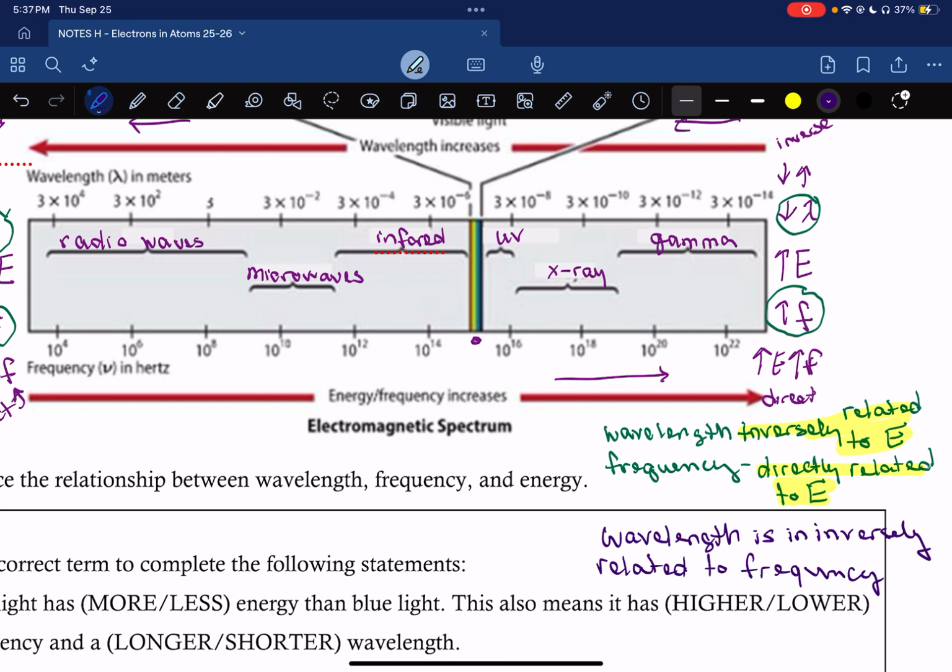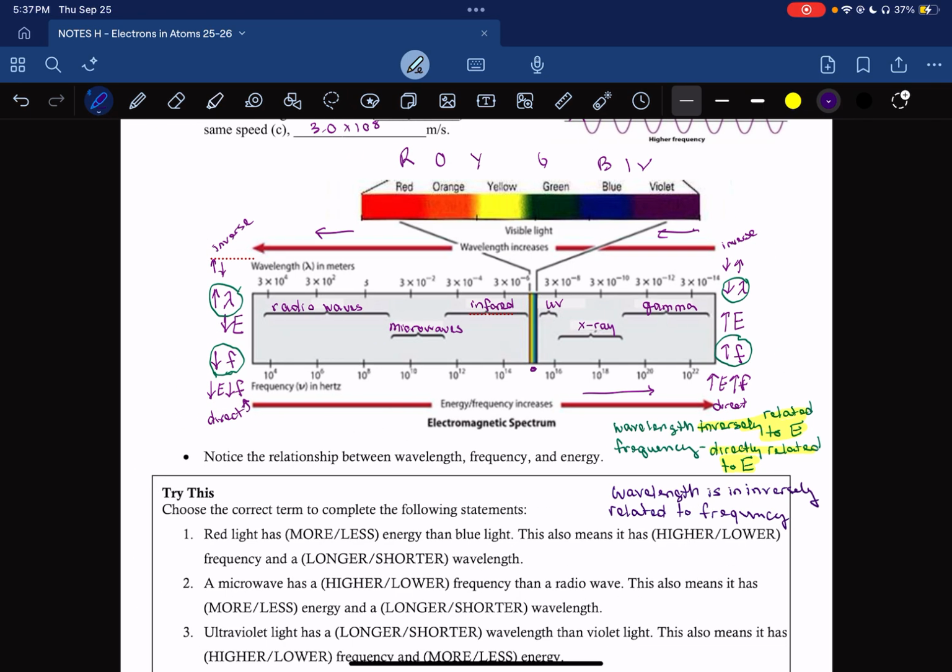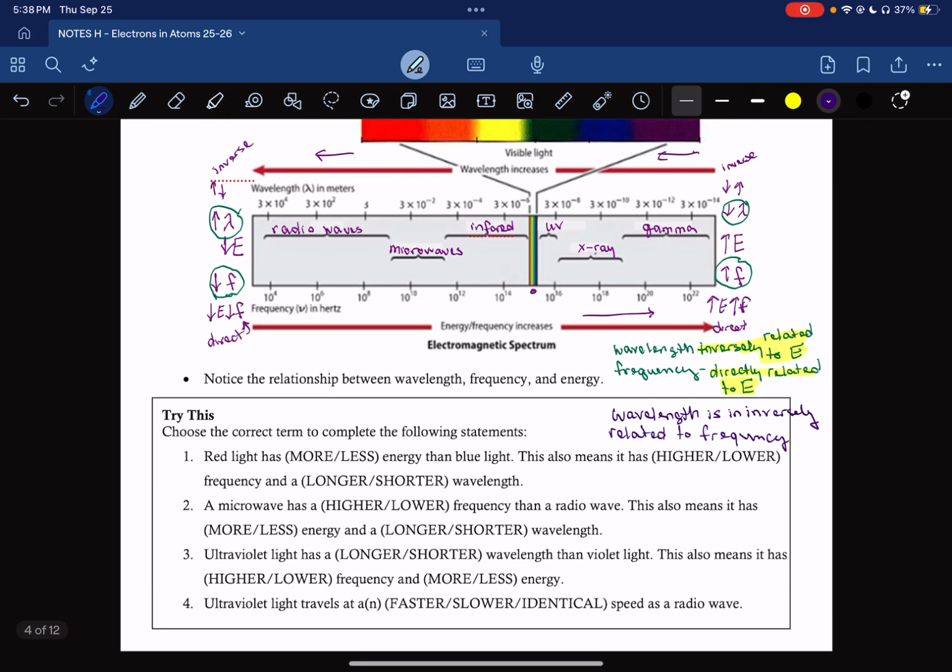Those are our relationships. Now we just have a series of questions here and we will close out this video. It says choose the correct term to complete the following statements. You might want to pause the video because at this point you should be able to answer these questions. And if you can answer them correctly, then you have a really solid understanding of the relationship between these variables.